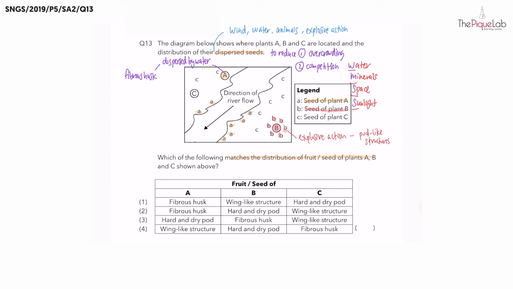Next, we take a look at the seeds of plant C. We locate the parent plant here. Is there a pattern to the dispersal of seeds of plant C? We don't see any pattern. In fact, the seeds of plant C are scattered on both sides of the river randomly. So, which method of dispersal matches this? This looks like the seeds are dispersed by animals.